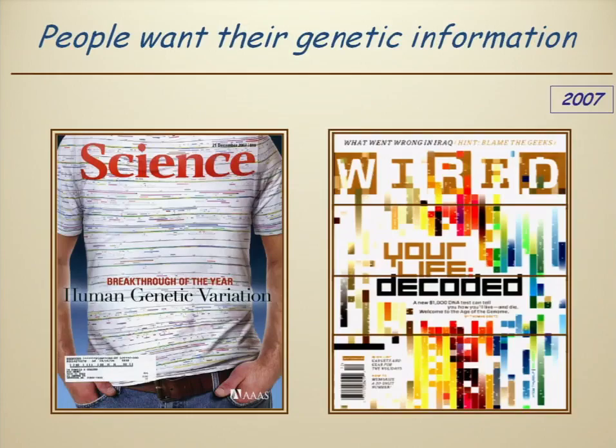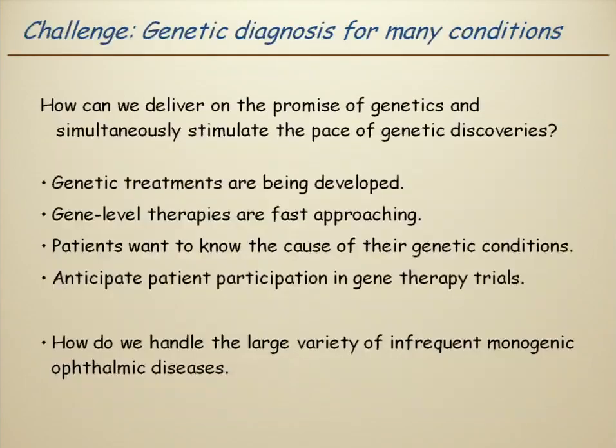Well, what about this rumor that people don't want to know what they've got? Let's stick our heads in the sand. Don't think so. People want to know about the genetics in their family. These, I make a joke, are two of my favorite magazines, and in one year, 2007, Science has Human Genetic Variation Breakthrough of the Year, and Wired magazine says Your Life Decoded. People are very interested in their genetic status.